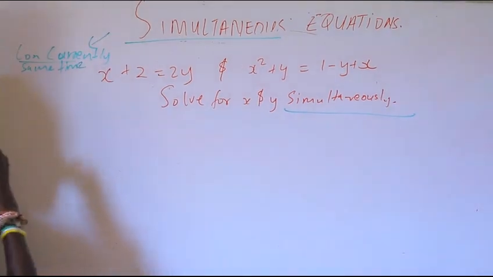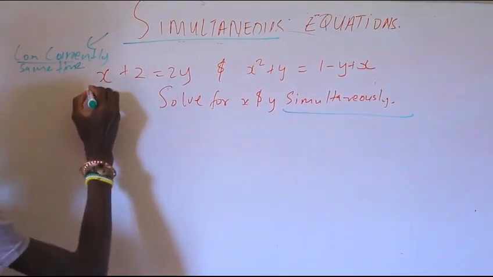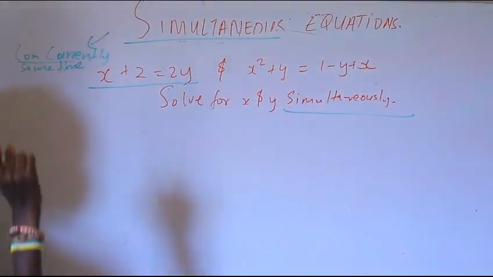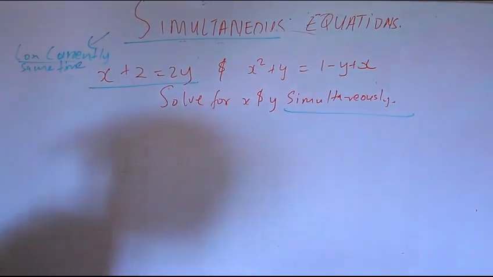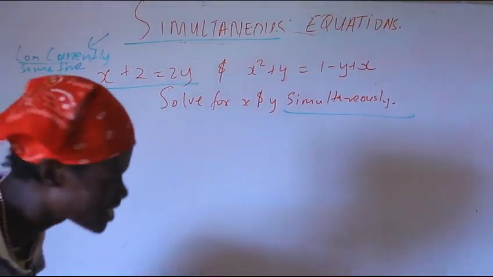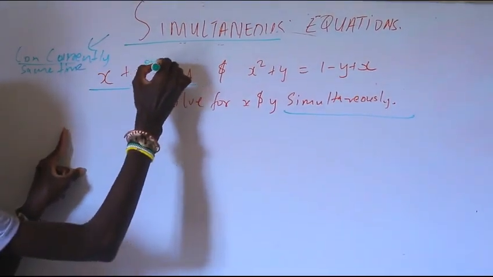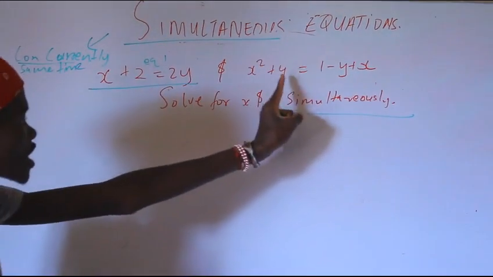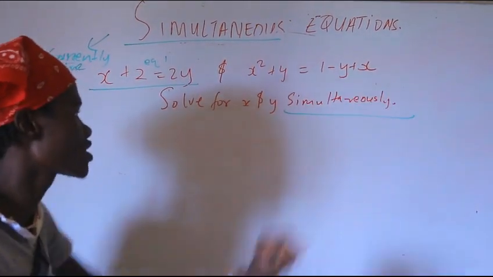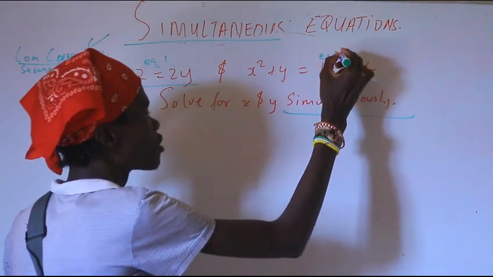We are given x plus 2 is equal to 2y. Let me put it in this form. You're going to take a pencil and say equation 1. We are given x squared plus y is equal to 1 minus y plus x. You say equation 2.